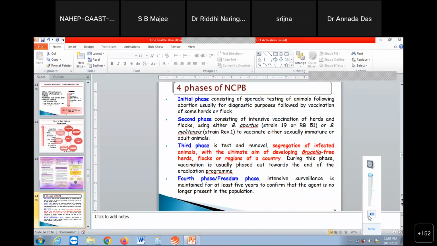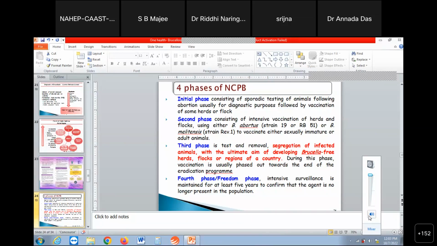So segregation of infected animals: whatever infected animals remain, even after vaccination, should be removed and culled, or rather sent for isolation, because in India we do not slaughter cows. So the ultimate aim is developing brucella-free herds. Slowly over a period of time, when we vaccinate the calves and some of the heifers, these animals will become immune and will not get infected with the organism.